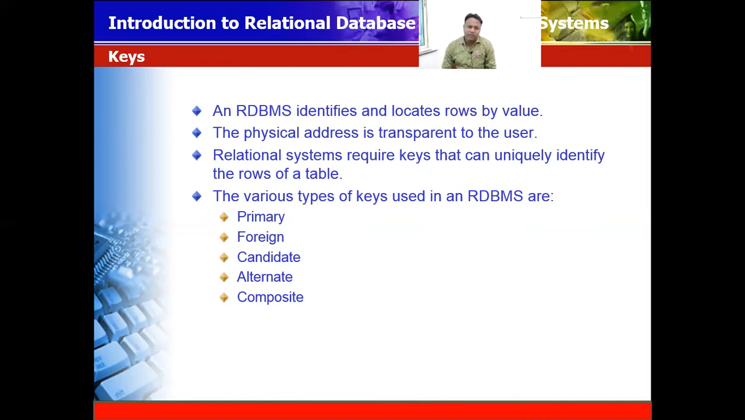So in RDB there are 5 keys present: primary key, foreign key, candidate key, alternate key and composite key. Primary key means the key which uniquely identifies each row is called the primary key, as you already know. Yes or no?